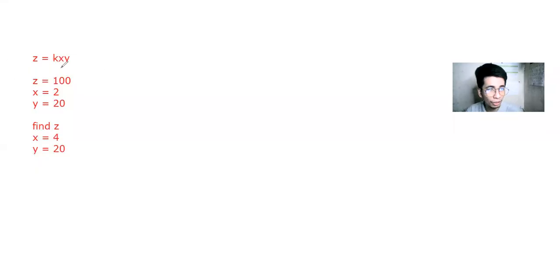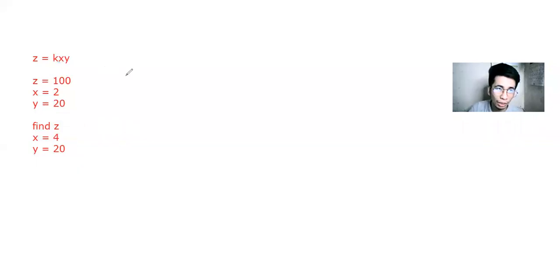So, if z varies jointly as x and y, then z is equal to 100, x is equal to 2, and y is equal to 20. Find z when x is equal to 4 and y is equal to 20. So, unahin muna natin itong una natin. Ano nga ulit kailangan natin hanapin? The constant of the variation para ma-solve natin itong pangalawa natin sa find z.